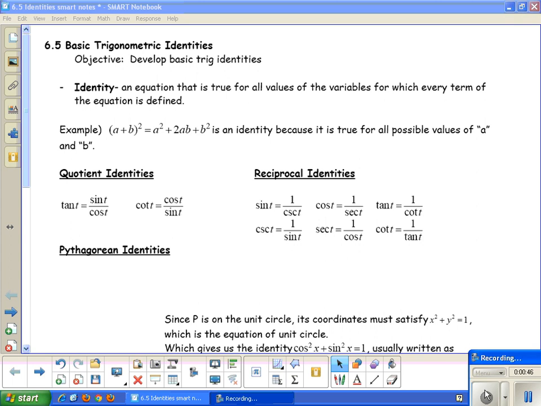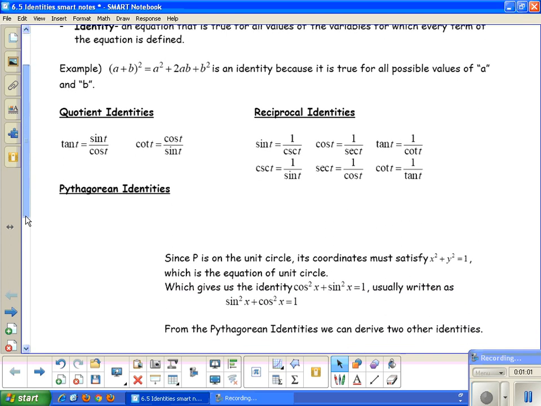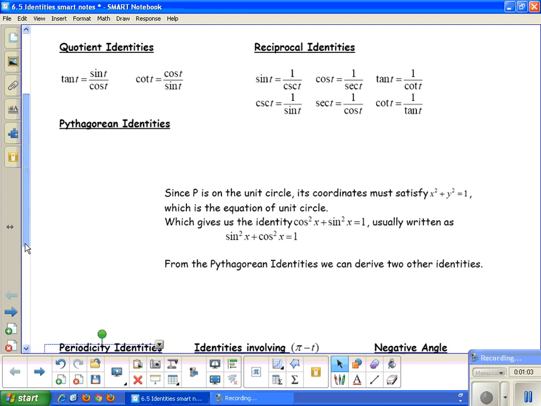Your reciprocal identities are also written here. So the sine of t is 1 over the cosecant of t. Cosine of t is 1 over the secant of t. And tangent is 1 over the cotangent, etc. So make sure that you write those down. And you need to know that the name for them is the reciprocal identities.